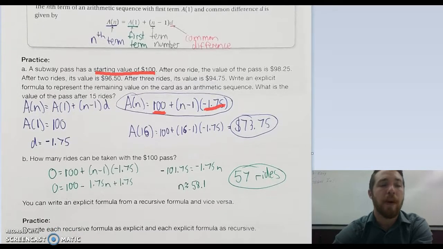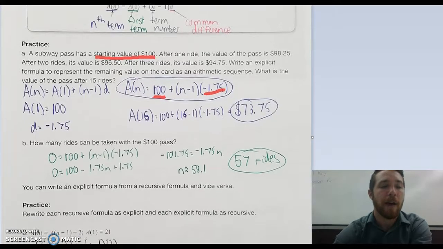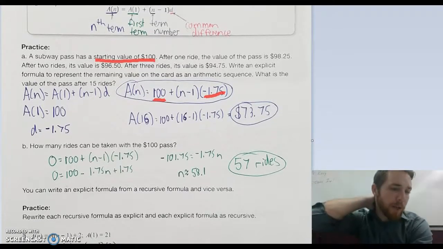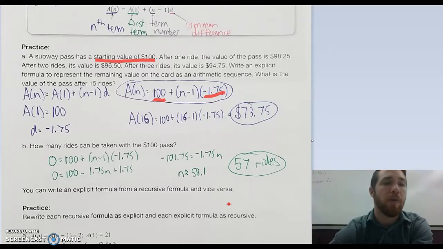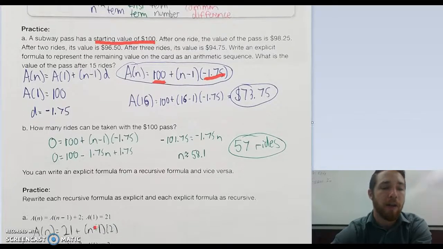So we can also write an explicit formula from a recursive and vice versa, so we should be able to change between the two. So these last two practice questions, it looks like we start off with a recursive formula that's given. So again, I see a of n equals a of n minus 1. So that's your recursive start, and then I do plus 2. Remember, every time we see recursive, it should have a starting point. So the two parts that I need for the explicit are my common difference, which is plus 2, and my first term, which is 21.